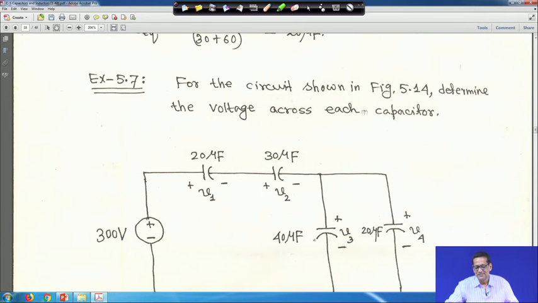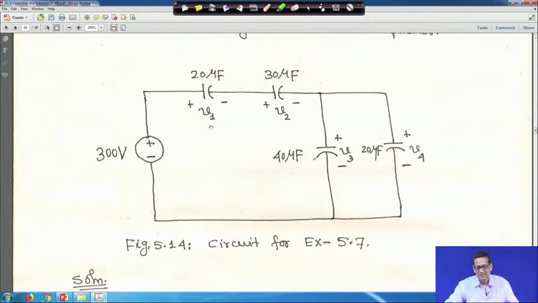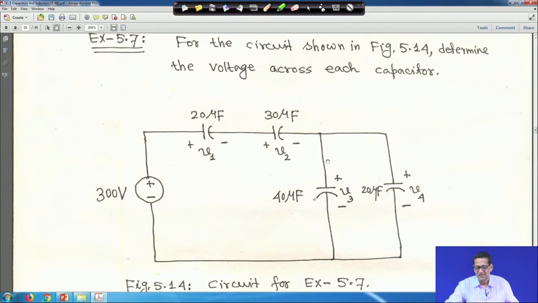Another example is for the circuit shown in figure 14, determine the voltage across each capacitor. So, this circuit is given 300 volt, this is V1, V2, this voltage is V3 and V4, all the capacitor values are given: 20 microfarad, 30 microfarad, 40 microfarad, and again here it is 20 microfarad. Look, this 20 and 40 are in parallel, right. So, you add them up, 40 plus 20, so 60 microfarad, right.